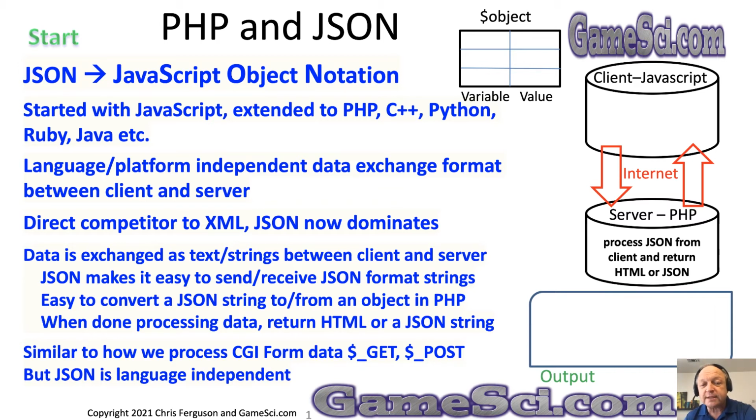When done processing the data, it is returned as HTML or as a JSON string to the browser. Similar to how we process CGI form data with $_GET and $_POST. But JSON is language independent. $_POST is very PHP specific. But JSON format strings are understood by just about every programming language, including PHP and JavaScript.